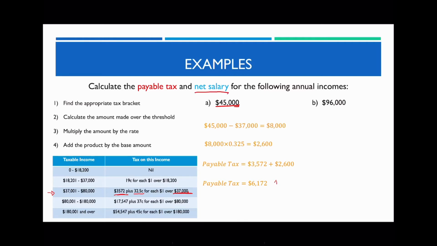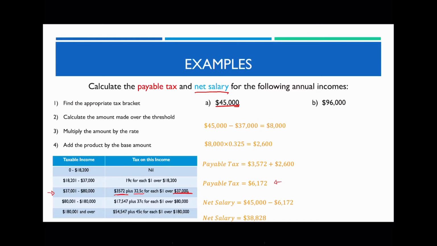The question also asks you to calculate what your net salary is. So this is the amount that you need to pay in terms of tax. Therefore, the net salary, how much money you've actually made throughout the year that you're allowed to use and keep, is going to be 45,000 subtracted by the amount of tax you have to pay. Therefore, that's going to be $38,828.